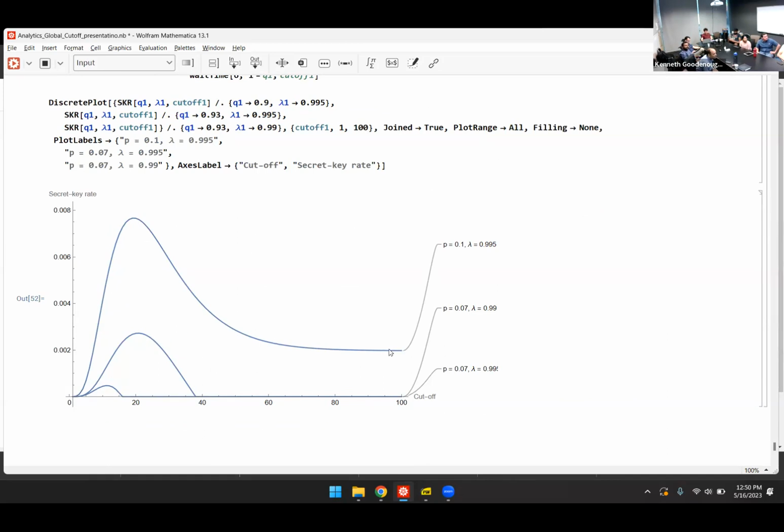You can see that in a case where you have no cutoff, which is basically here, you can tune your cutoff to basically get a 4-fold increase in the secret key rate. And in actually a lot of cases, you need a cutoff to actually generate any secret key at all. The cutoff units are how many time steps you wait maximum?